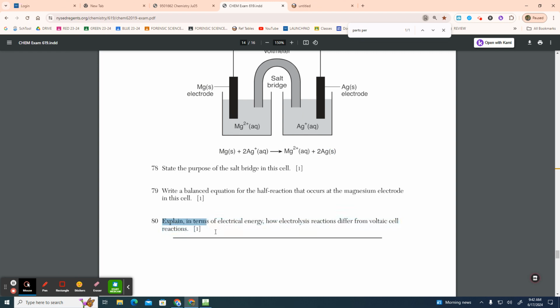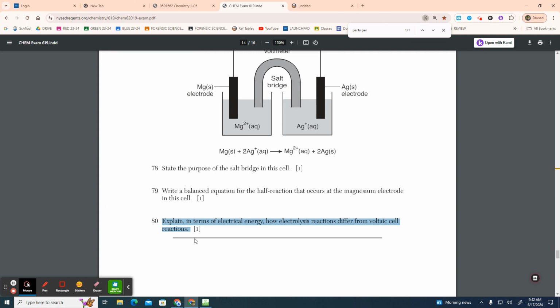I do that one. Explain in terms of electrical energy how electrolysis differs from the voltaic reaction. What do you know about electrolysis? It requires a battery. So explain in terms of electrical energy. You need to apply electrical energy through a battery in order for the reaction to take place in an electrolytic cell. Did you say like in the electrolytic cell goes from electrical energy to chemical energy?